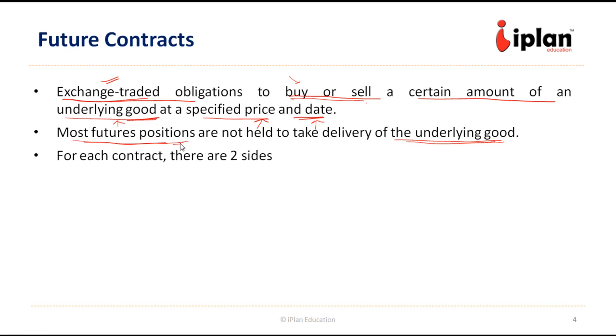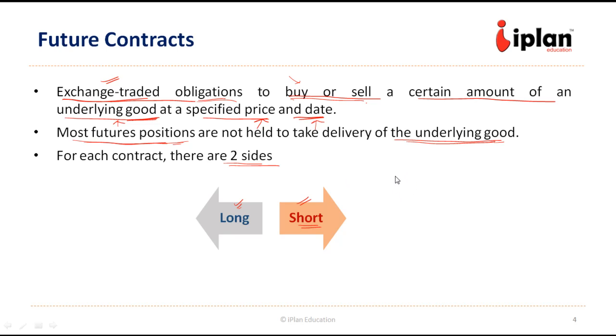So for each contract we are going to have two sides, long and short. The long is the one who is obliged to buy and short is the one who wants to sell. So at the time of expiry of the contract, they are obliged to perform the transaction, but practically there can be multiple mechanisms for termination of this contract. We will see in subsequent slides.